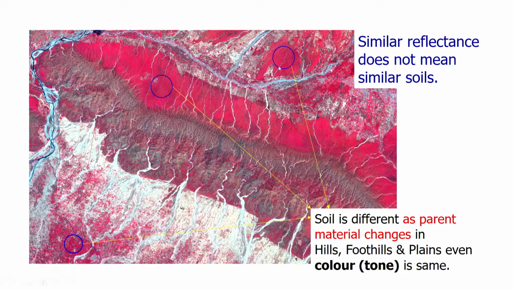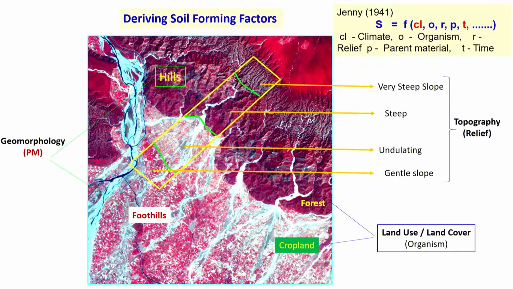But in all three places the color tone is the same, but the soil is different, because the parent material is changing, topography and slope are changing, and because of that soil is changing. Here it is plain or foothills, here it is on the hills, and here is the alluvial plains. So as the landform or geology changes, soil changes. So just by seeing the spectral characteristics or the FCC, we cannot say what kind of soil is there. So how can we find out?